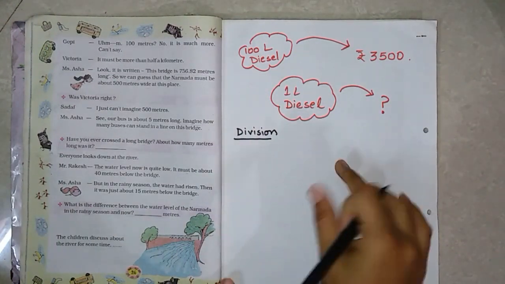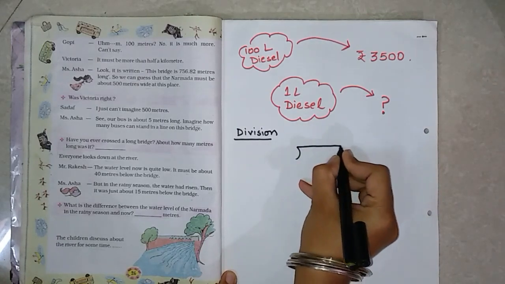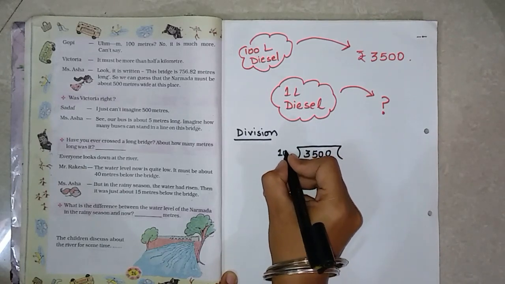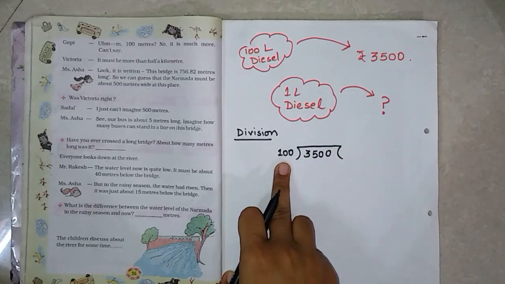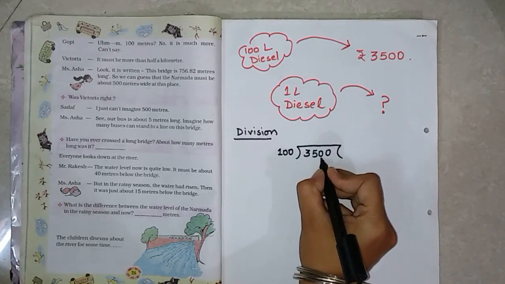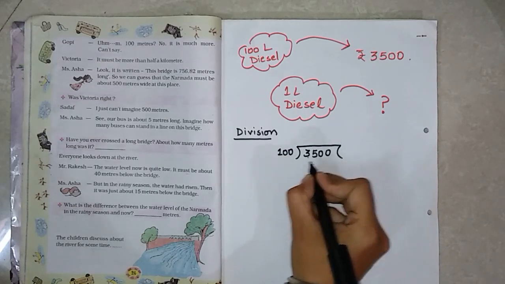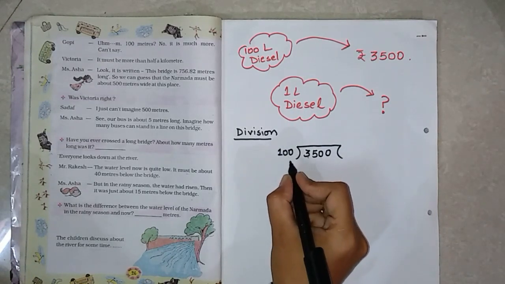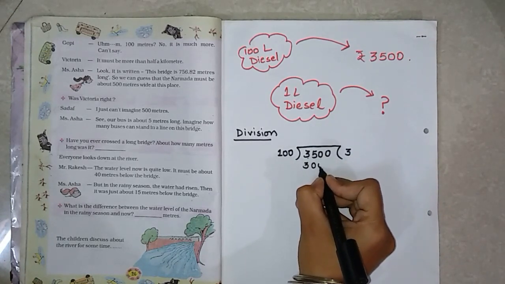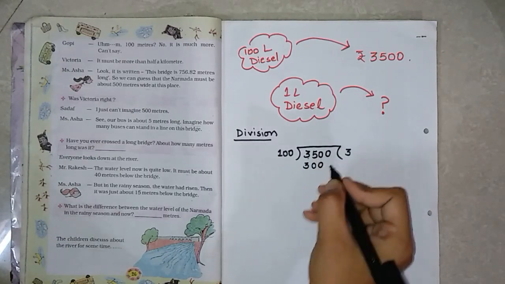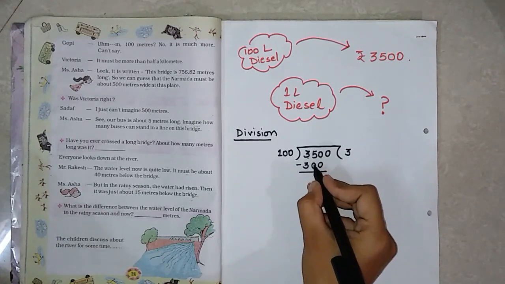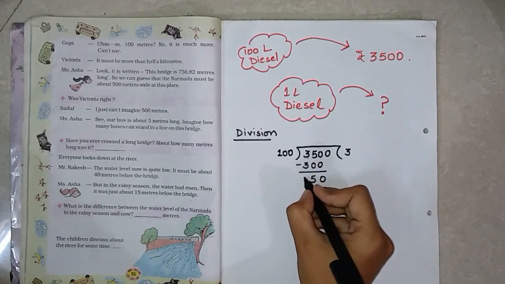Let us divide 3,500 by 100. So here we need to count the table of 100. 100 is a 3-digit number. We will take a 3-digit number first, 350. Now 100 ones are 100. 100 twos are 200. 100 threes are 300. So I will write 300 here as it is less than 350. I will subtract it. 0 minus 0 is 0. 5 minus 0 is 5. And 3 minus 0 is 3.